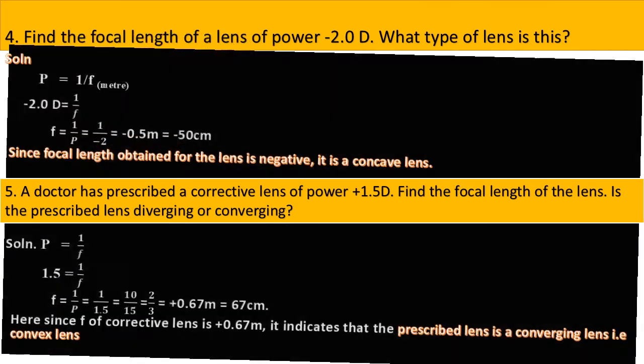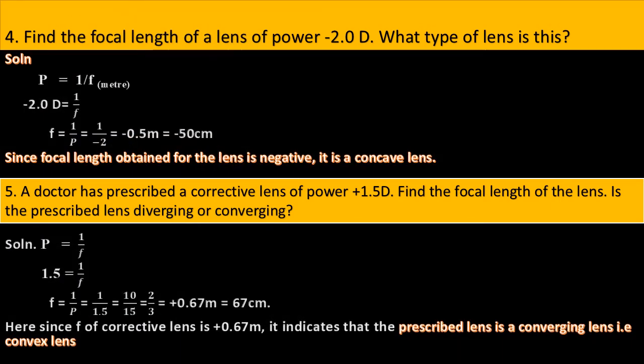So let us discuss. We know P is equal to 1 by f. P, or the power, is given as plus 1.5. So finding f is equal to 1 by P. So 1 by 1.5, we get it as 2 by 3, that is plus 0.67 meter or 67 centimeter. So since the focal length is positive 0.67 meter, it indicates that the prescribed lens is a converging lens, that is a convex lens.